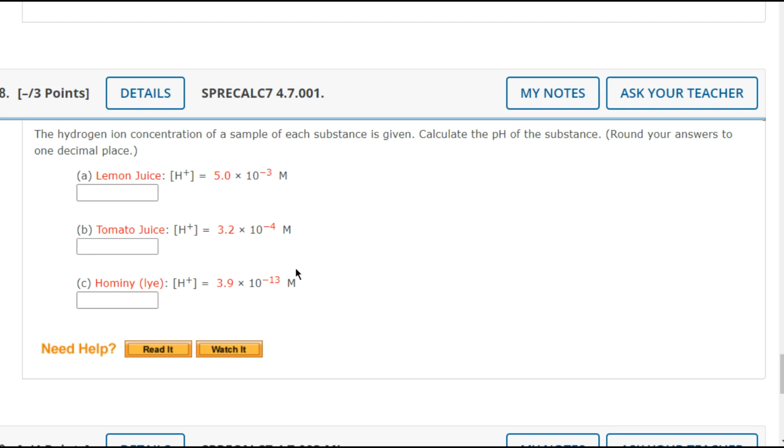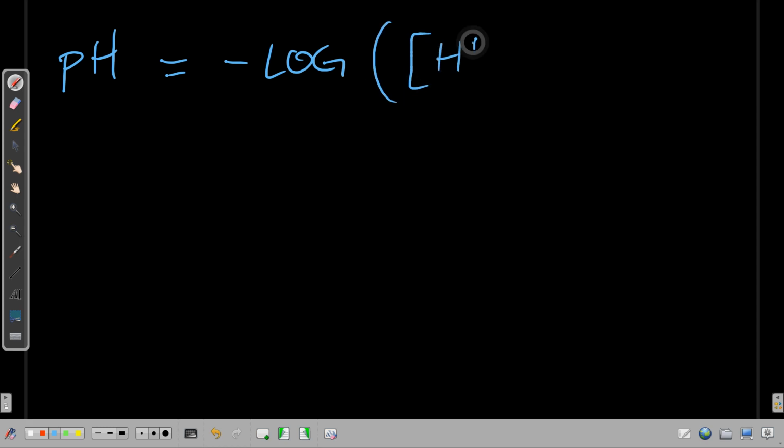The hydrogen ion concentration of a sample of each substance is given. Calculate the pH of the substance. Well, the pH is calculated by just taking the negative of the common log. So the pH is minus log of the hydrogen ion concentration.